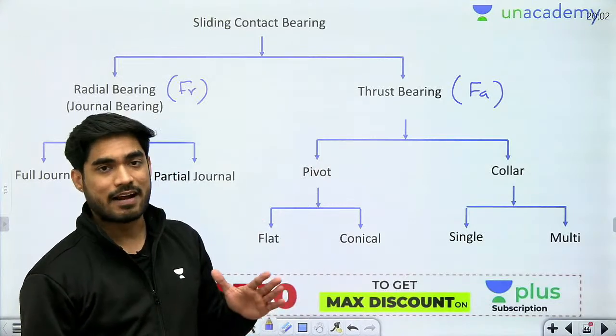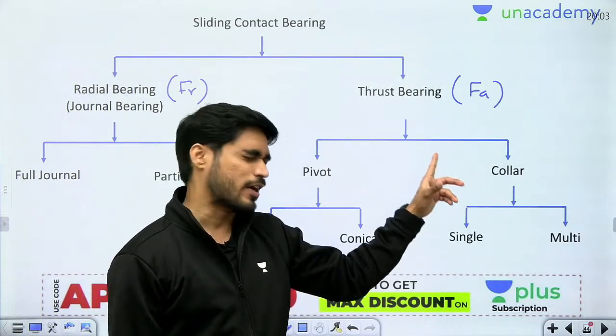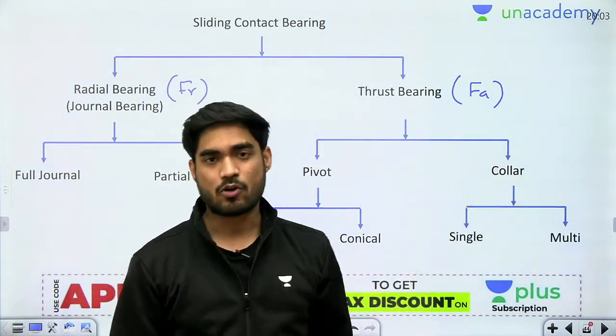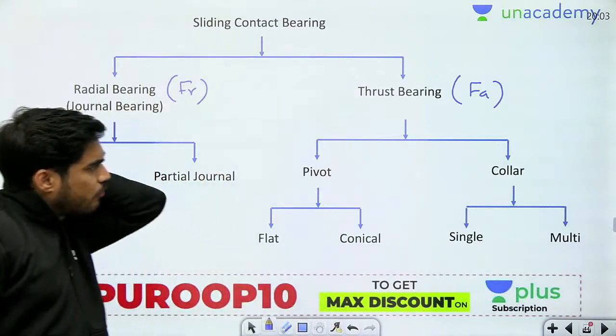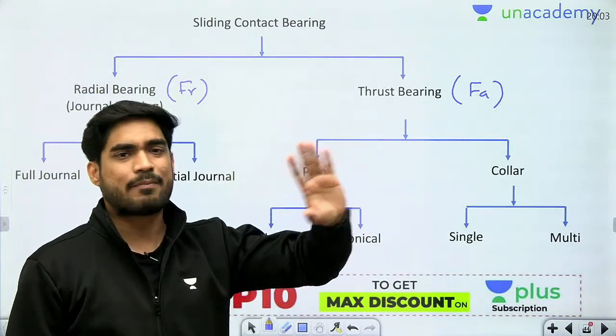Pivot bearing are further divided into flat pivot and conical pivot. Collar bearing is further divided into single collar and multi-collar. Now one by one, I will quickly tell you the differences in all these bearings using schematic diagram.